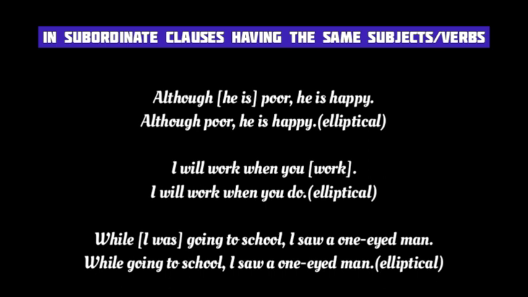Also in the sentence, "While I was going to school, I saw a one-eyed man," both the subordinate clause and the principal clause have the same subject, "I." Hence, we may leave out the subject "I" and its auxiliary verb "was" from the subordinate clause without affecting the meaning. So the elliptical sentence is, "While going to school, I saw a one-eyed man."